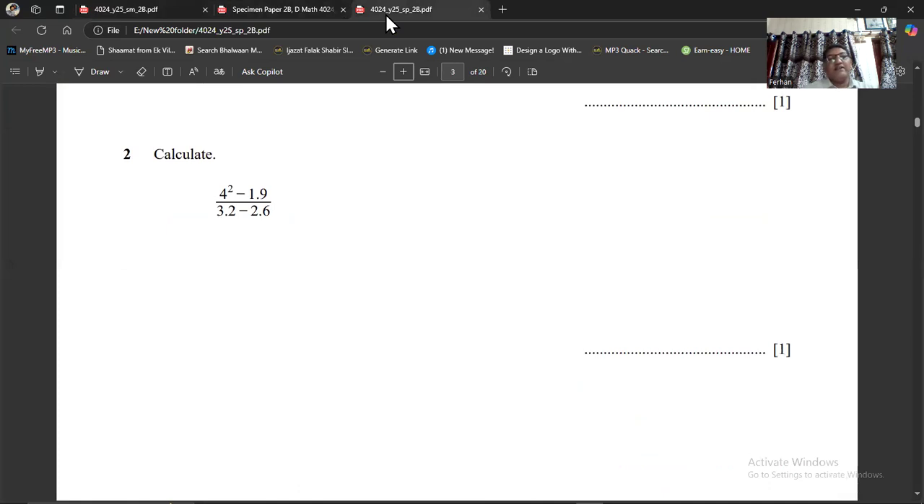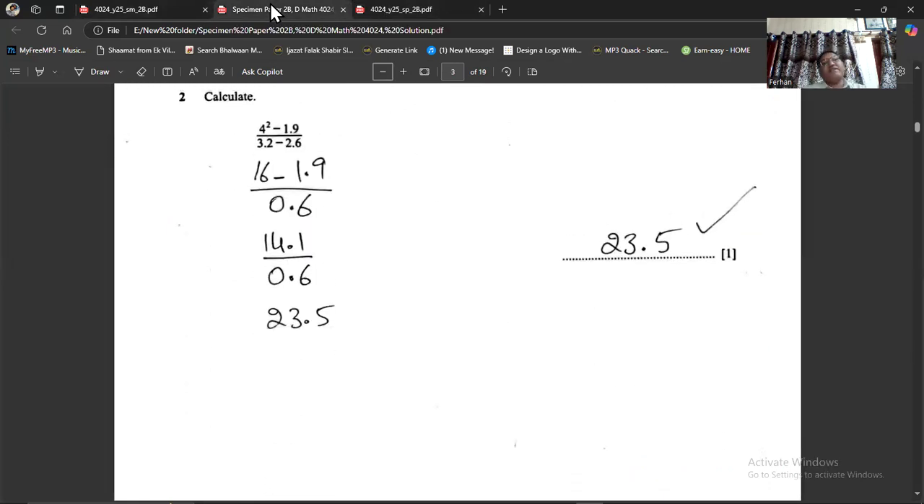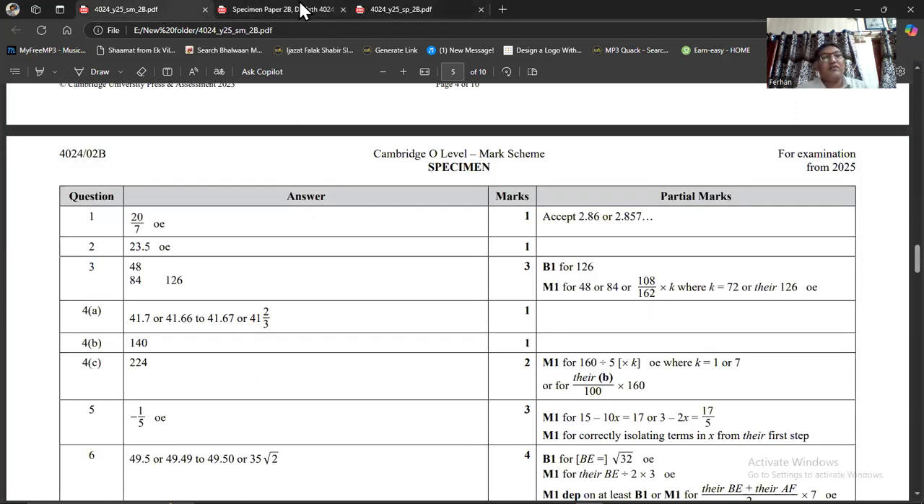Question number 2, and it's a 1 mark question. It says calculate. So we have to calculate 4 square minus 1.9, and in the denominator we have 3.2 minus 2.6. Just enter these values step by step in the calculator. So 4 square is 16 minus 1.9, and divided by 3.2 minus 2.6, that is 0.6. So 16 minus 1.9 is 14.1, divided by 0.6, and that is 23.5. So the answer is 23.5.